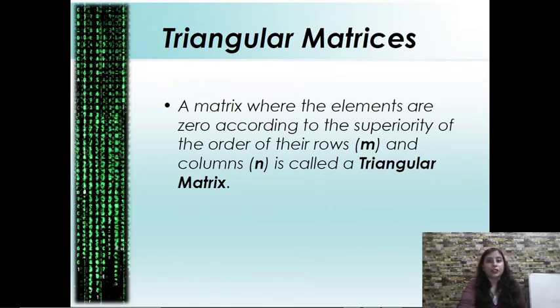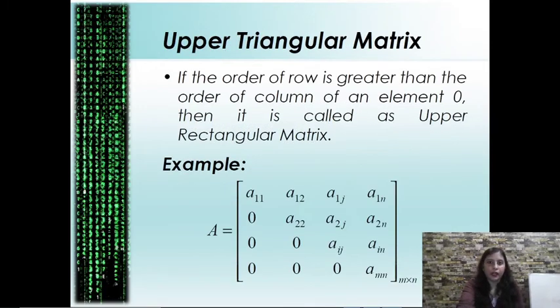Okay. Next we come across another vital point, that is a triangular matrix. What is a triangular matrix? A matrix where the elements are 0 according to the relative order of their rows m and n is called a triangular matrix. Now this seems to be really a tricky one if we go by the bookish language. Let me just give you an example of it to make you understand what it exactly means.